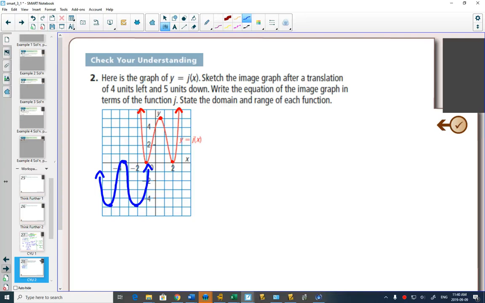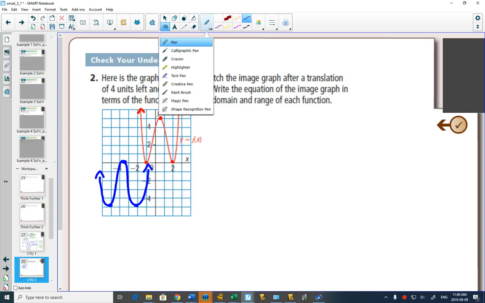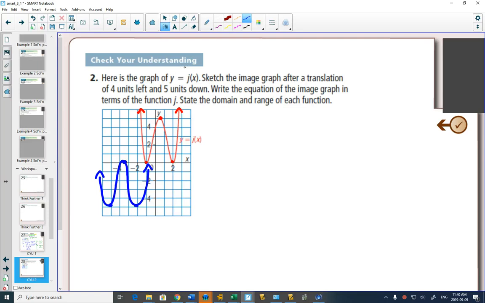So now we've sketched the graph after the translation. We want to write the equation in terms of the function j. So we're getting this same language as we had before. I highlighted it. Apparently, the computer is not very fast today. There it is, in terms of the function j. So now I want to write y equals.